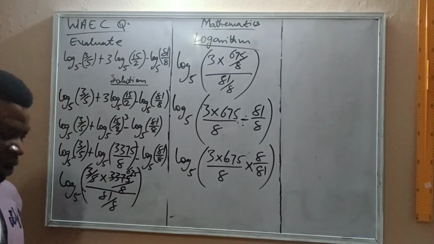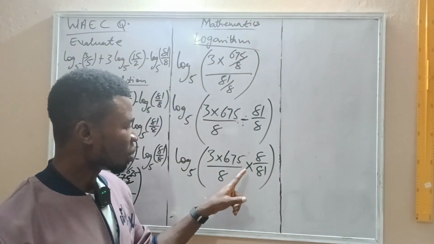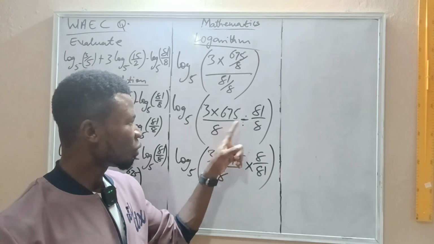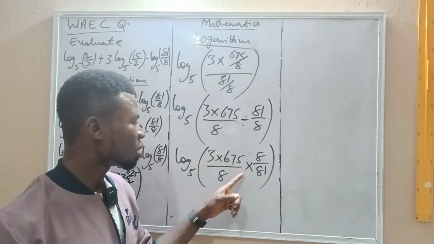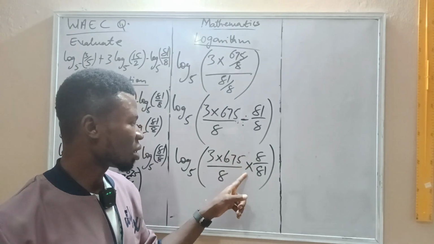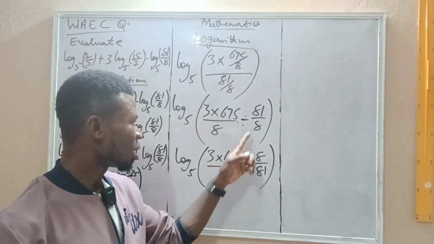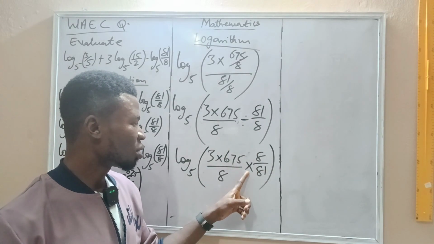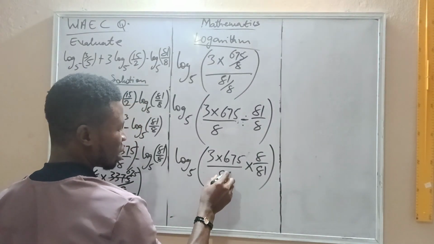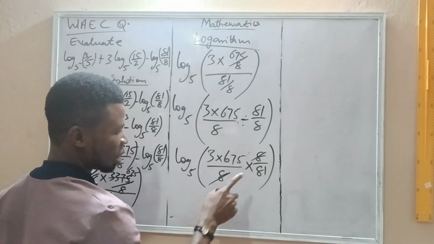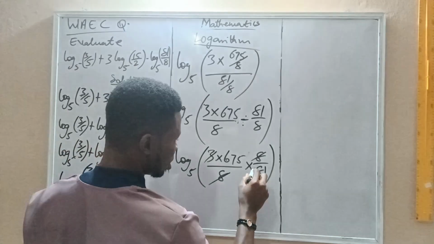Remember, I said if 2 fractions are dividing each other, the easiest way to do it is just to change that division sign and then invert the other number. And that is what we did here. This is 81 over 8. When we change it to a multiplication sign, we now have 8 over 81. And if you notice here, something can cancel. 8 cancels 8. And 3 can divide 81. 3 in 81 will give us 27.